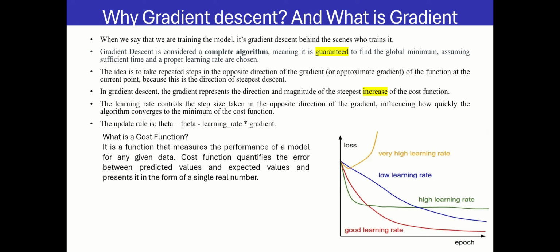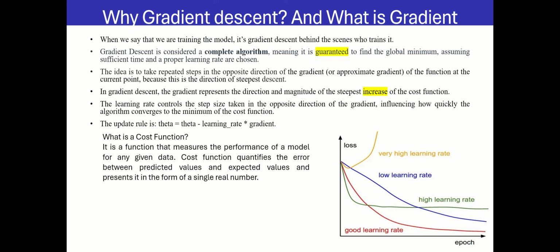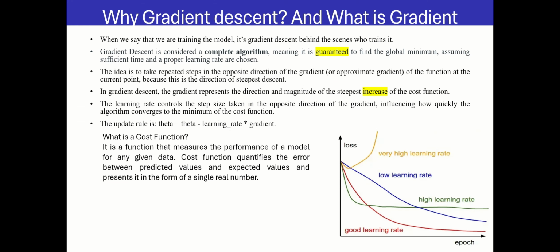So we will see why it is a very simple algorithm and how we can utilize the gradient descent to back propagate the error, or the changes in the parameters, that is the gradient. Based on the gradient we change the parameters.